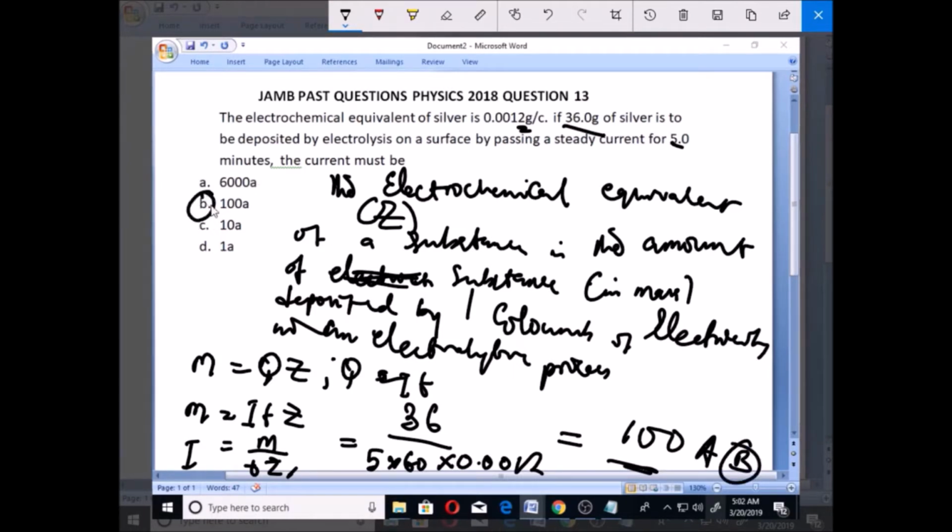This is the B, 100 amperes. This is A, this is 600 amperes, this is 10 amperes. The A is in capital letter. So the right option is 100 amperes, because when you cancel out, you're going to have 100 amperes, and that is the answer to this problem. Thank you.